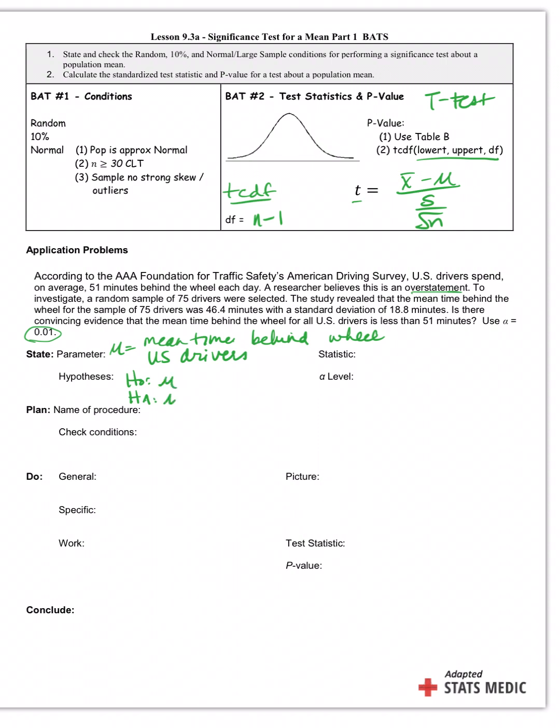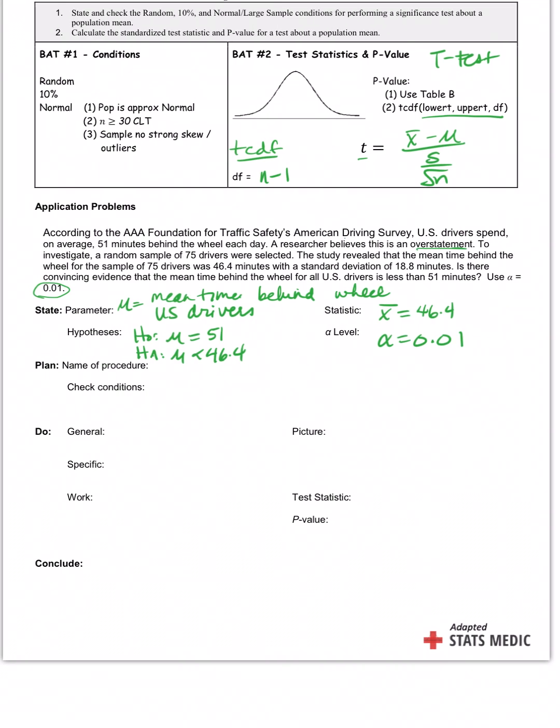Okay. The null is, the claim is it's 51, right? But what does our statistic give us evidence of? 46.4. So there's evidence that's 46.4. So we're going to test that at an alpha of 1%, so 0.01. It's going to be harder to reject the null this way, isn't it? But maybe we will, maybe we won't. Name of the procedure. This is a one sample t-test.